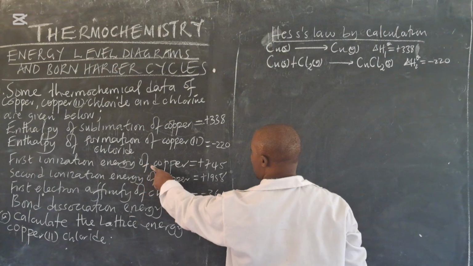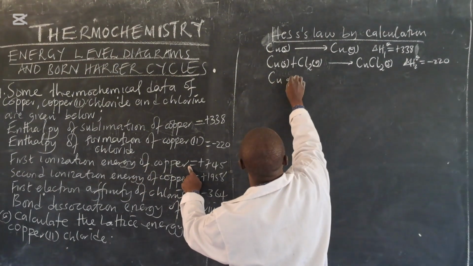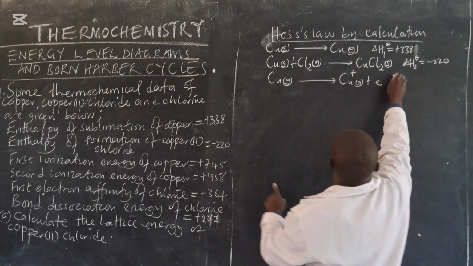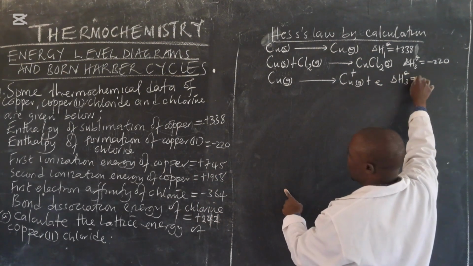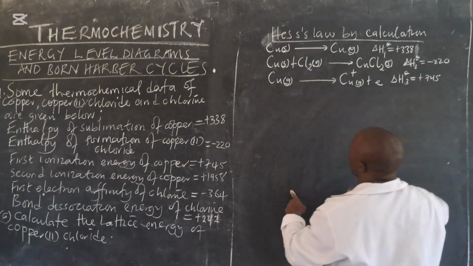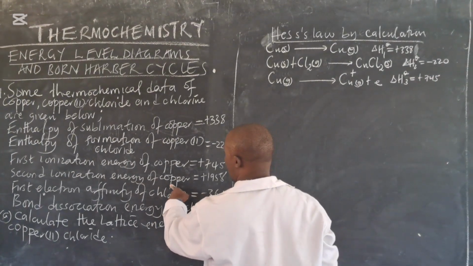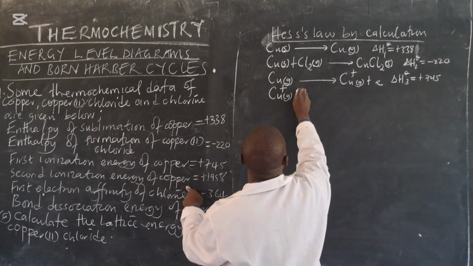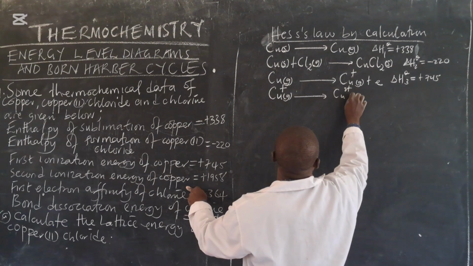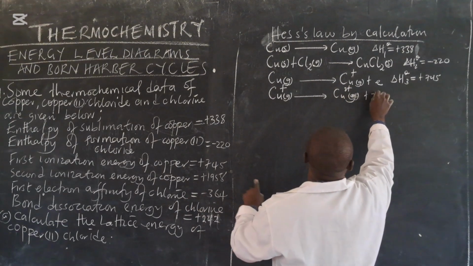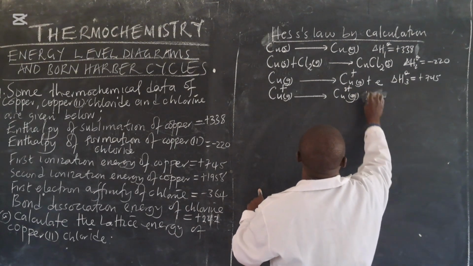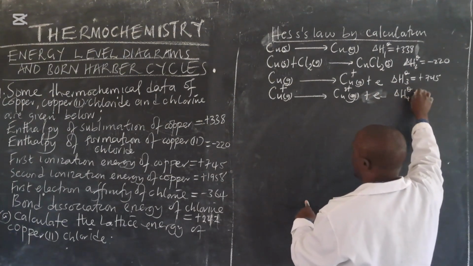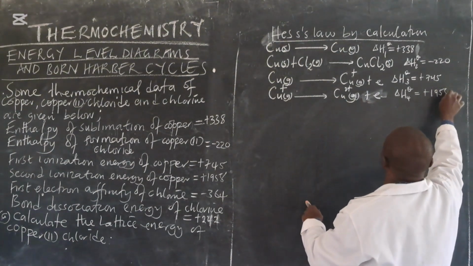Then the first ionization energy of copper, that's converting gaseous copper into copper 1 ions plus an electron. This value is positive 745. Then the second ionization energy of copper: you start from the gaseous 1+ ion and convert it into a charge of +2, plus an electron, to balance the equation. So this enthalpy change is positive 1958.